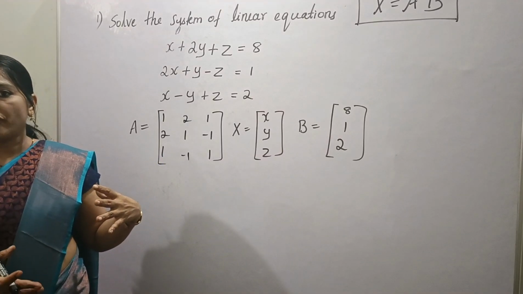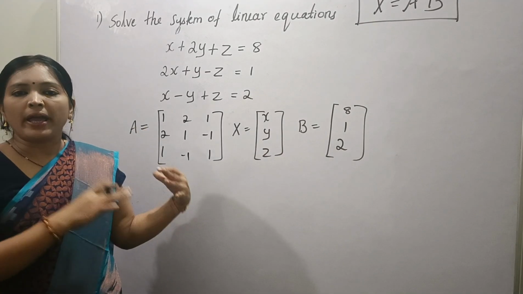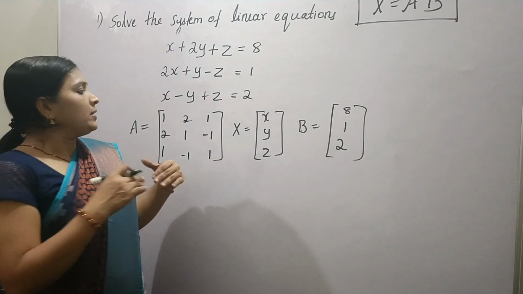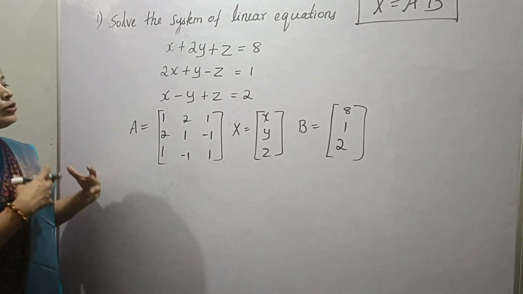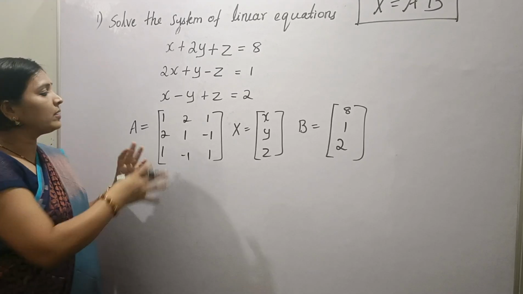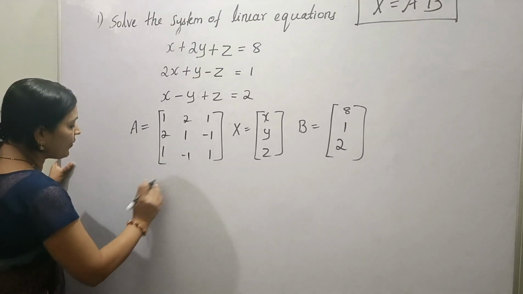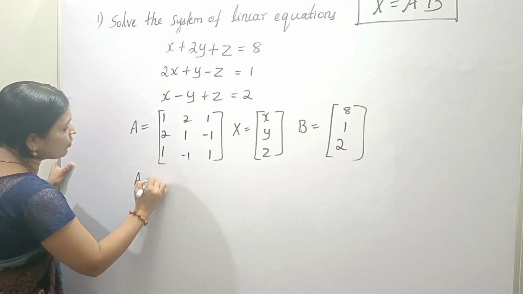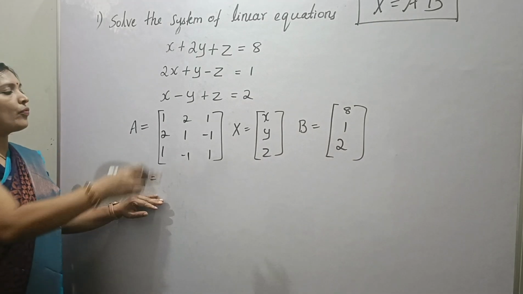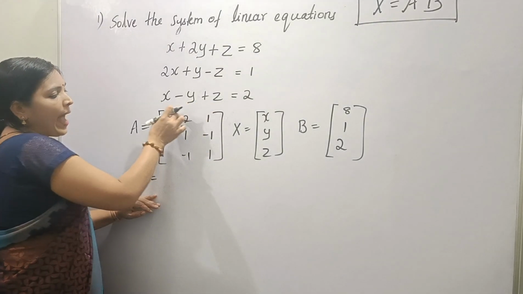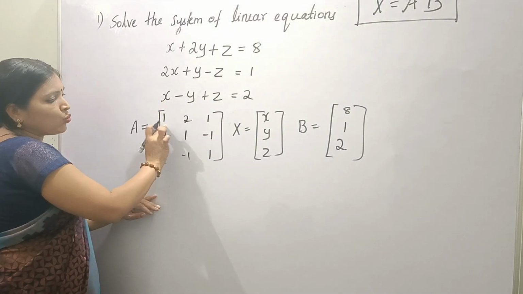To find the adjoint of A, we have to find the minors and cofactors of all the elements of A. Here I am not going to find minors; I am going to write the cofactors directly. Listen carefully. First one, A11, the cofactor of 1. Delete the row and column which contain this 1.